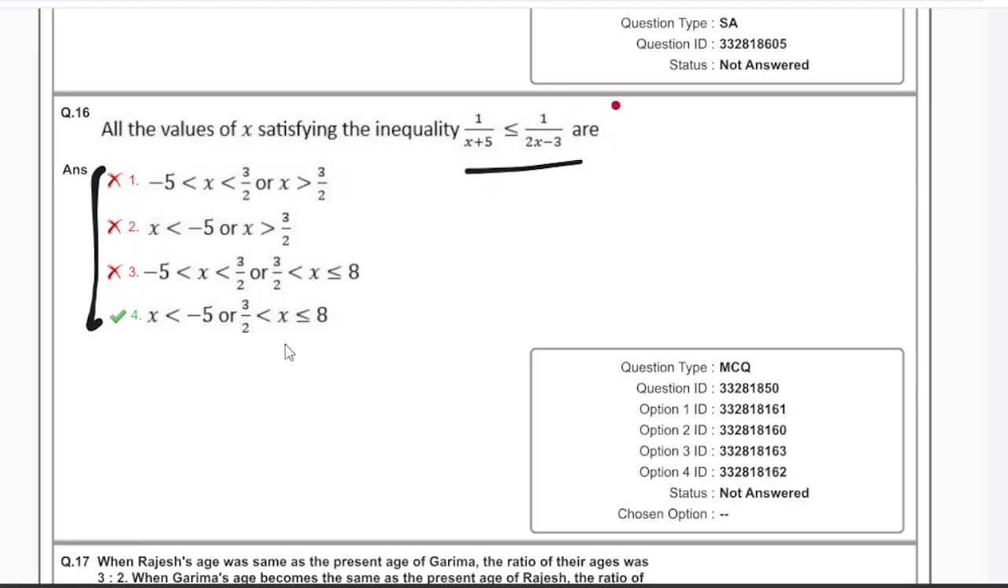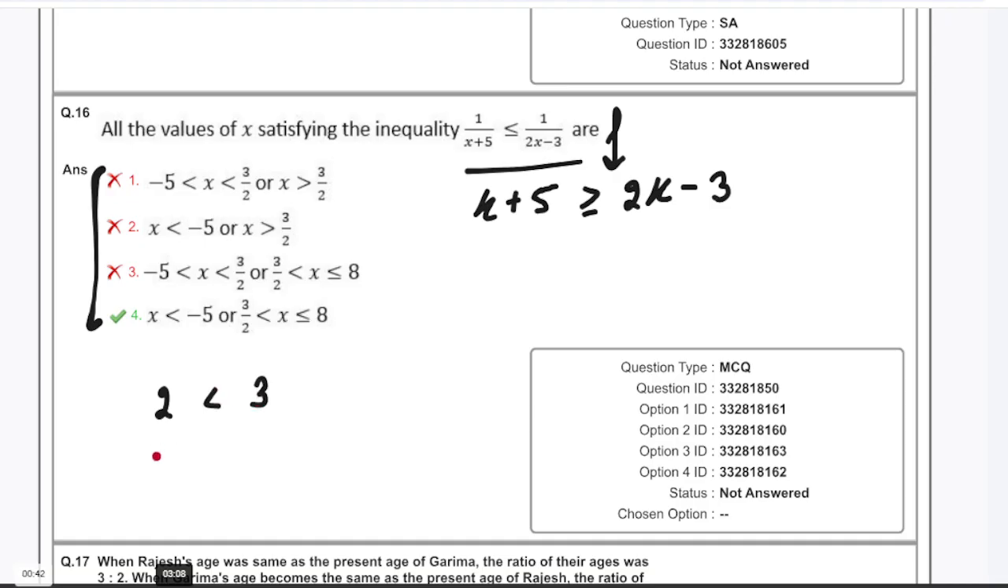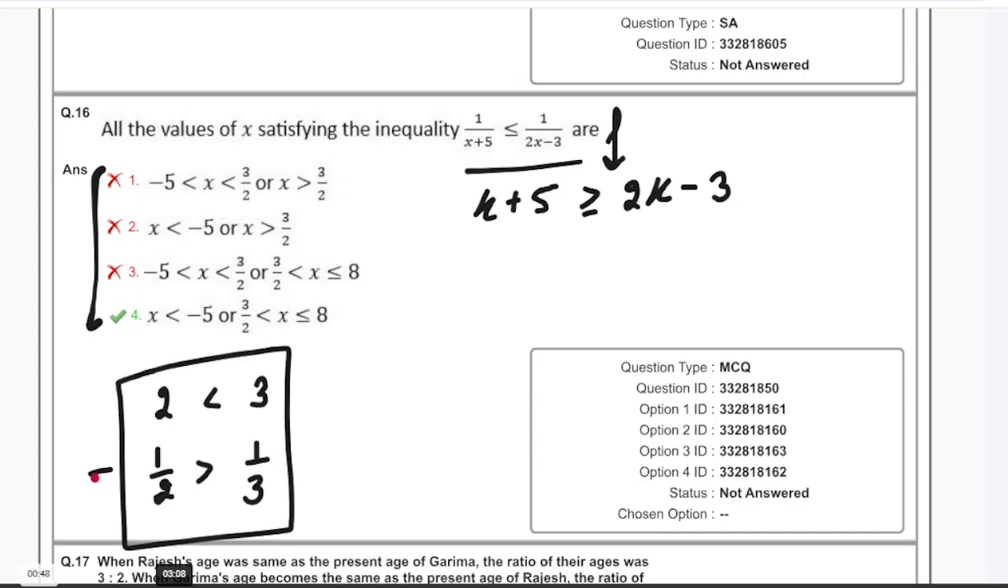If we just inverse this, that means x plus 5 has to be greater than or equal to 2x minus 3. I believe this is quite clear because inverse, for an example, if I say 2 is less than 3, then 1 by 2 is greater than 1 by 3. I believe this is clear to all.